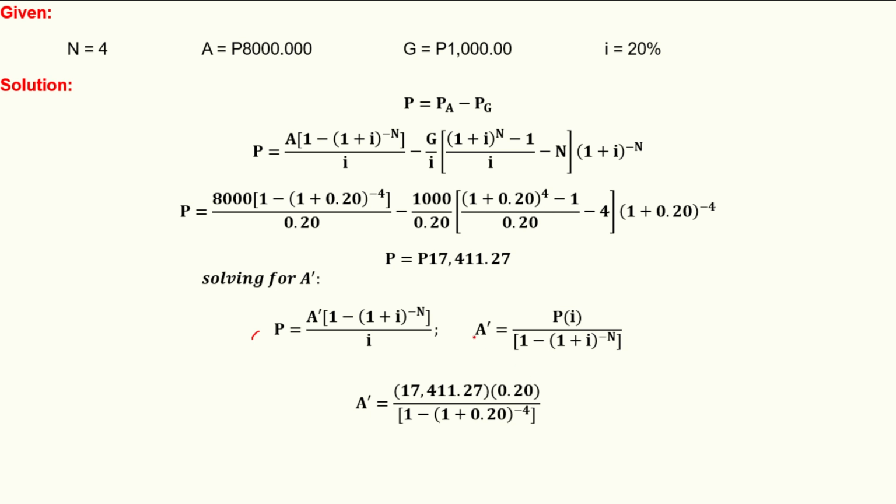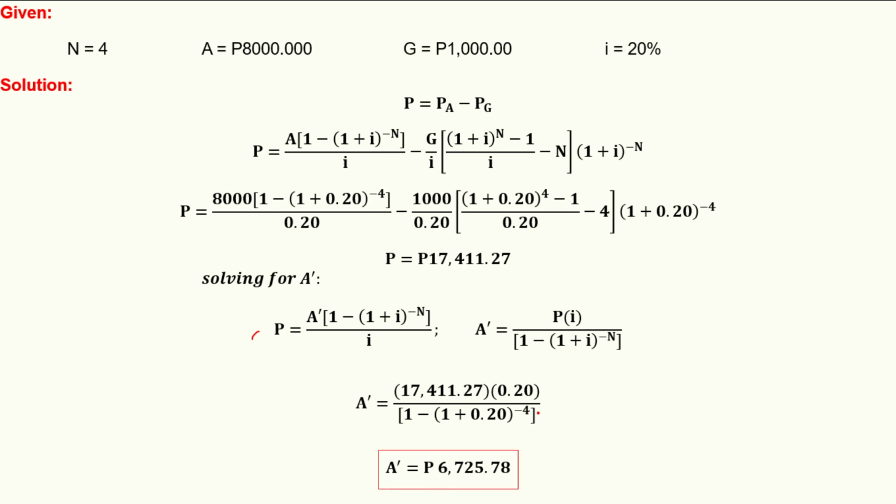Okay? So, substitute natin yung value. A prime is equal to 17,411.27, yan yung value ng P natin. Yung I natin ay 20%, kaya 0.20 yan, over 1 minus 1 plus I, which is 20%, raised to negative N, which is negative 4. Okay? Therefore, A prime natin ay 6,725.78.